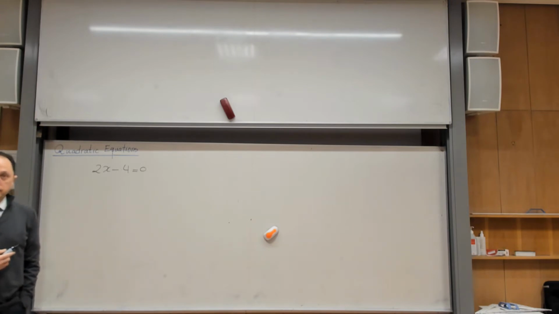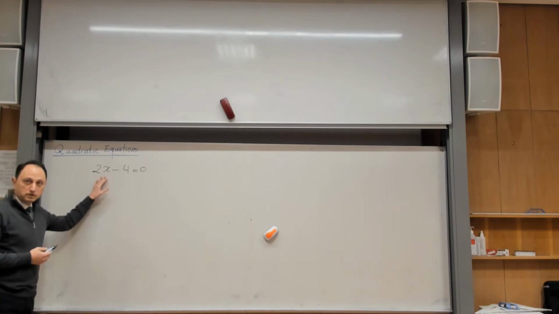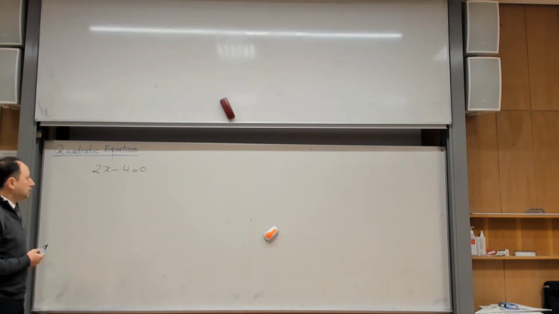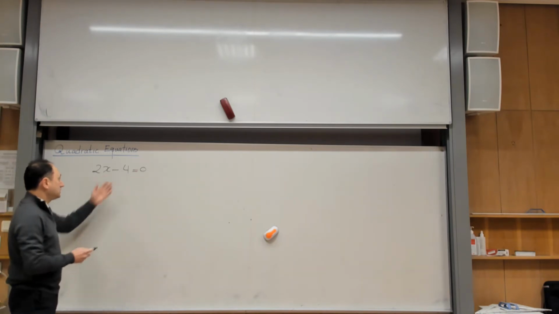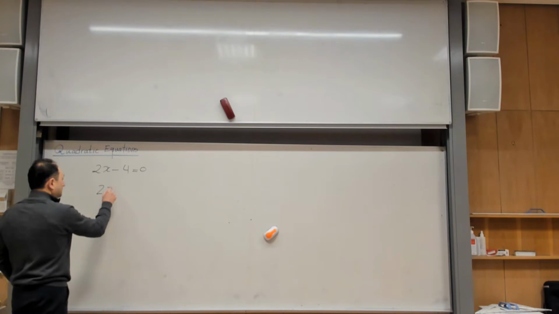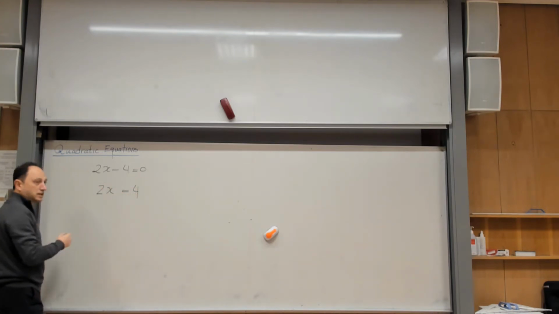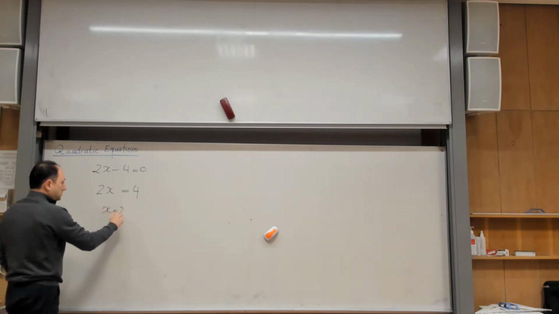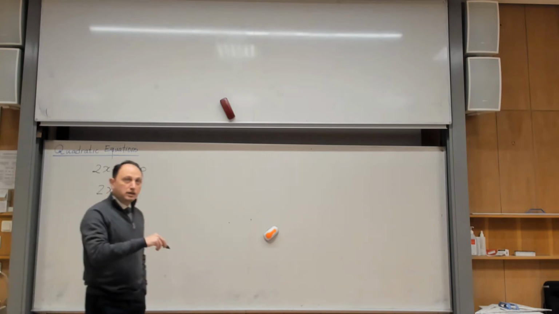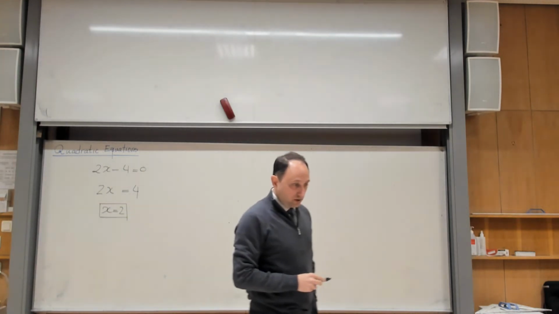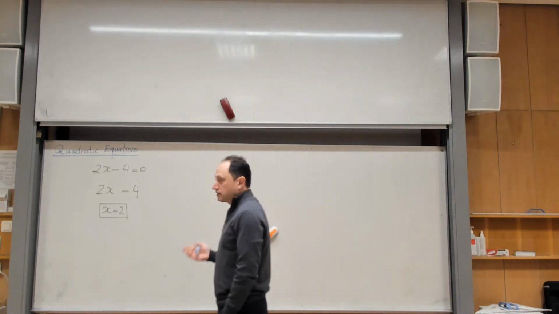When you want to solve a first degree equation, you try to make your variable alone on the left hand side, and then whatever is on the right hand side is your answer. For example, in this case, you would write 2x and move minus 4 to the right, and then to make x alone, you have to divide everything by 2, so then x becomes 2, that's your answer.